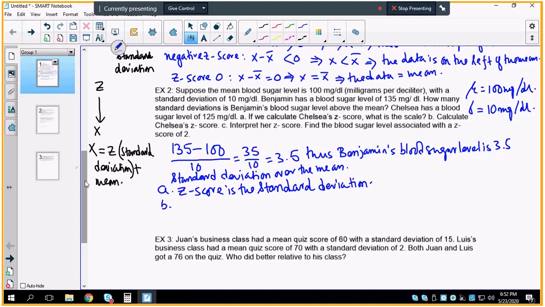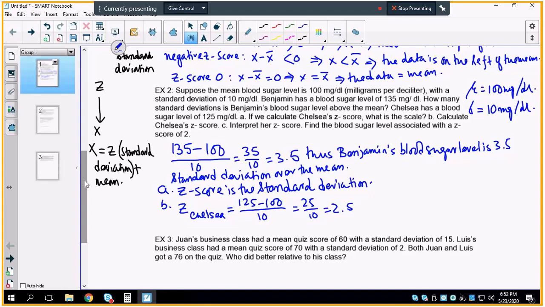The second question, B, is asking you to calculate Chelsea's z-score. So we'll say z-score for Chelsea. Remember, her raw score is 125. Mean is 100, and I divide it by 10. So I get 25 over 10, and that's 2.5. So that's Chelsea's z-score.